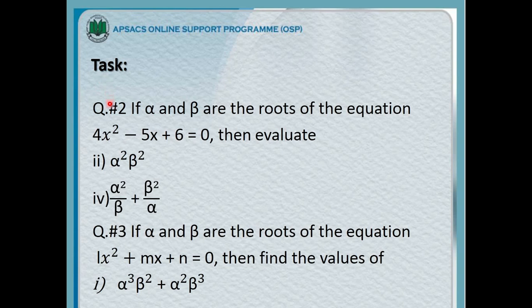Task. Now students, you are required to solve question number 2 of exercise 2.4, in which again the same equation is given and you are required to evaluate part 2 and part 4. Similarly, in question number 3, another quadratic equation lx square plus mx plus n is equal to 0 is given, and you are required to find out the value of part 1, in which alpha cube beta square plus alpha square beta cube is given.